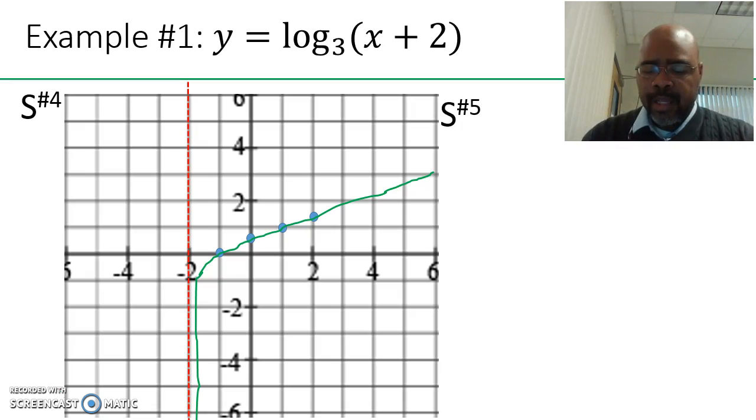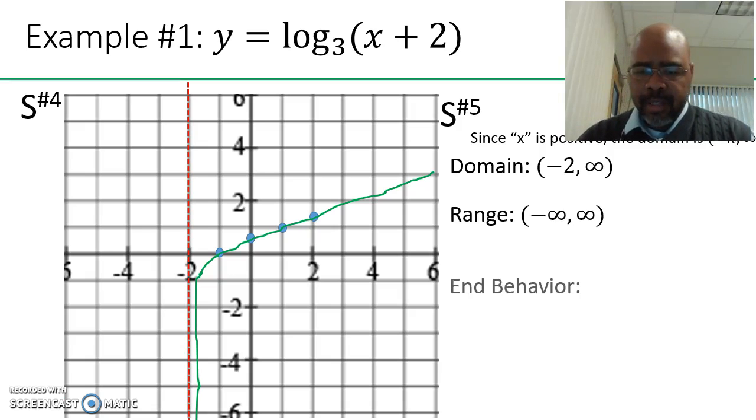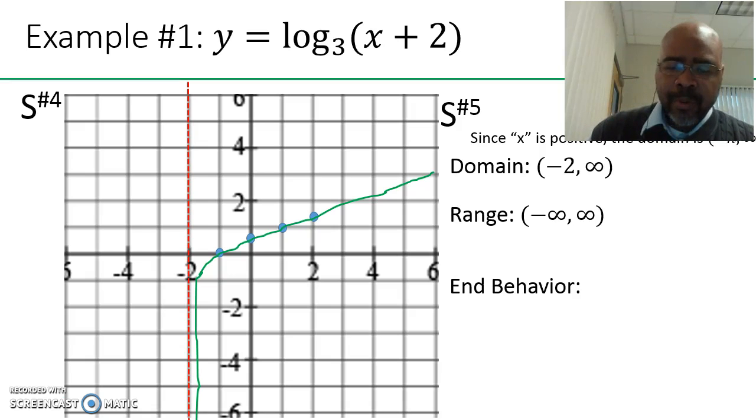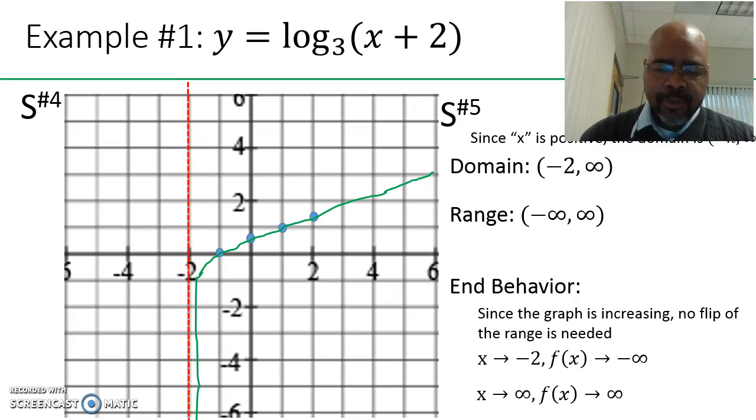And so now I can look at my domain and range. Since x is positive, I know my domain is going to be -2 to infinity, and I also know that my range is going to be all real numbers. So knowing that, I can go ahead and plot my end behavior, and like the note says, since the graph is increasing from left to right, no flip of the range is needed. And so as x approaches -2, f of x approaches negative infinity.